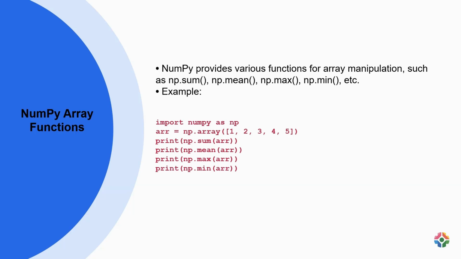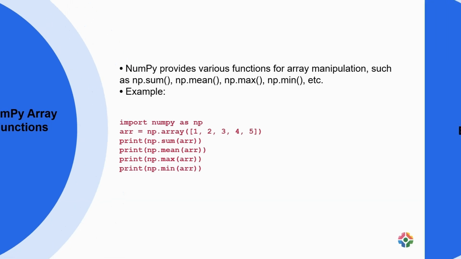np.sum(r) would output the total sum, 1 plus 2 plus 3 plus 4 plus 5 equals 15. np.mean(r) would yield the average, 15 divided by 5, which is 3. np.max(r) would return the maximum value, 5. np.min(r) would provide the minimum value, 1. These NumPy functions simplify array handling and are invaluable for statistical calculations and data processing tasks in various domains.